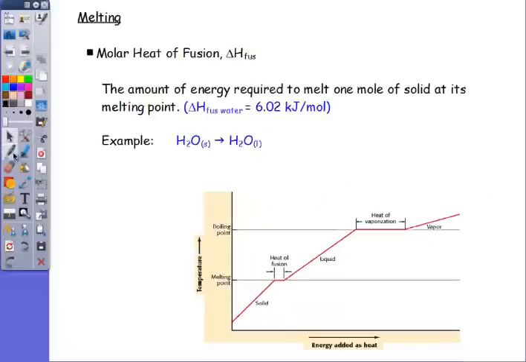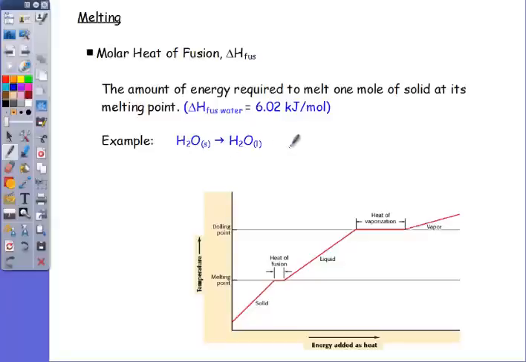Molar heat of fusion is the amount of energy required to melt a mole of solid. Molar heat of fusion of water is 6.02 kilojoules per mole. So that means it takes 6.02 kilojoules of energy for every 1 mole, or to melt 1 mole of ice, aka 18.02 grams. Like we did in the last unit, I can represent that in an equation.